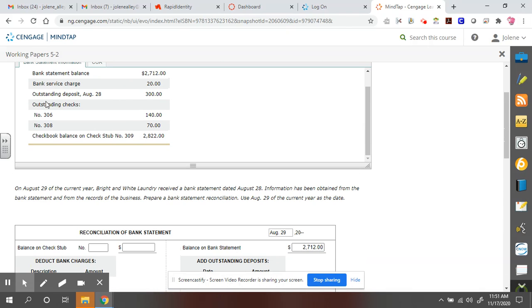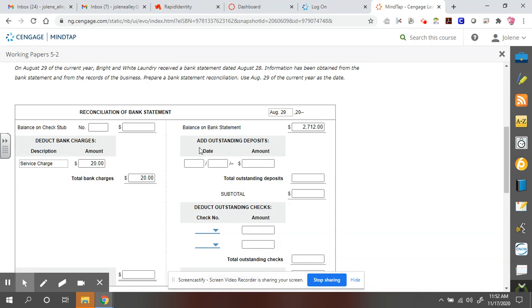Okay. Then it says outstanding deposit for 300. And this means that the business, Bright and White Laundry, deposited $300 into the bank, but the bank has not cleared the bank system yet. So it's not showing up on this statement. That's August 28th for 300. And right here it says add outstanding deposits.